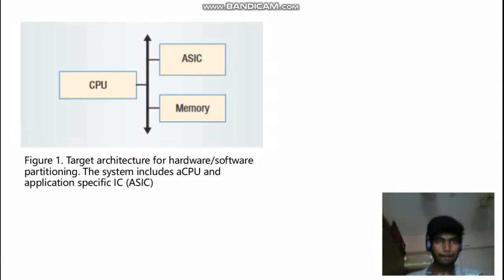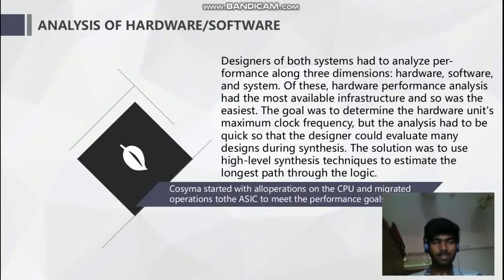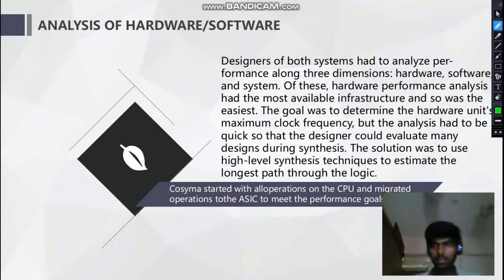So moving ahead, here is the analysis of hardware software. What are the parameters that we need to consider for hardware and software? Designers of both systems had to analyze performance along 3 dimensions. The dimensions were hardware, software and system. System is basically the combination of hardware and software.